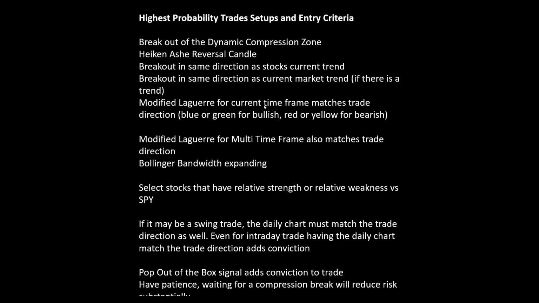We also have a modified Laguerre for the current time frame, which is a Compass system momentum indicator that is an oscillator with the divergence stripped out. And we also have a modified Laguerre multi-time frame, which is also a momentum indicator for multiple time frames with the divergence stripped out. These two indicators together give us a tremendous advantage over most traders because we can identify when institutions are in the trade and when they're not. And we only trade when the institutions are trading.